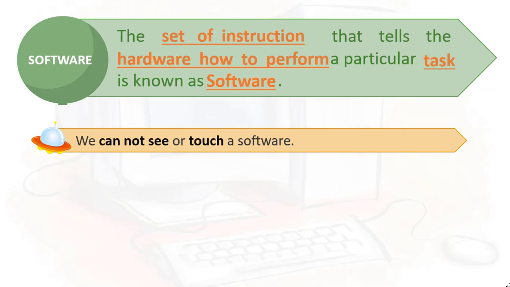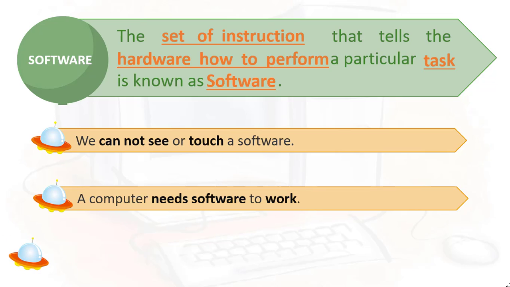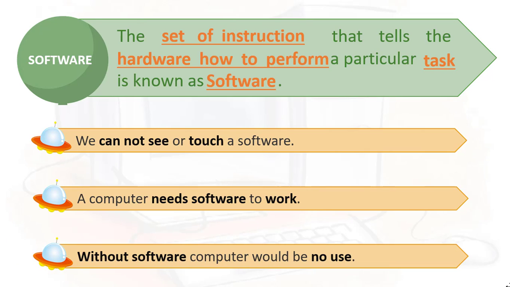We cannot see or touch software. It is the opposite of hardware. We can see and touch the hardware of the computer system, but opposite of that we cannot see or touch software. Okay, a computer needs software to work. Without software, a computer would be of no use. If we want to use a computer, we must have software that is already fed into the computer system. Without this software or the particular instructions, we can't use a computer system.